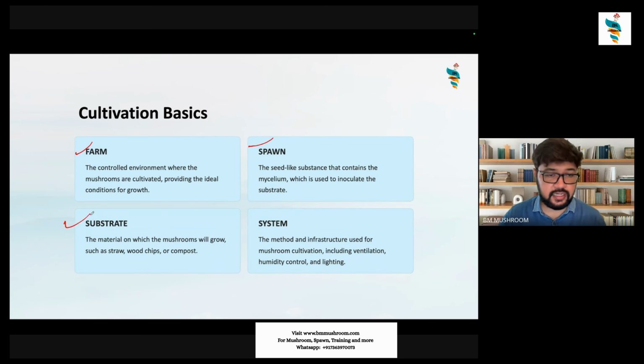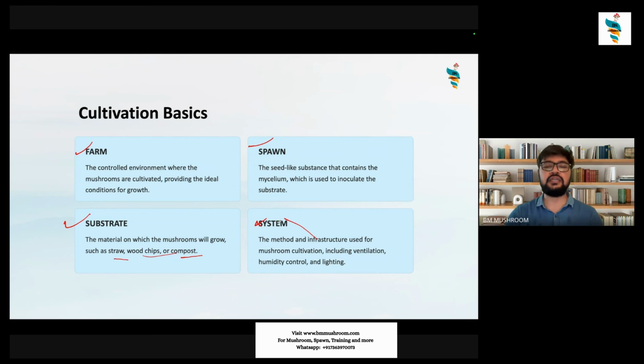So substrate is another important thing which we should have. Substrate is the material on which the mushroom will grow, such as straw, wood chip, or compost. So whatever mushroom we are trying to grow, we should have a proper, compatible substrate ready. And once we have all these things ready, the most important thing is system.